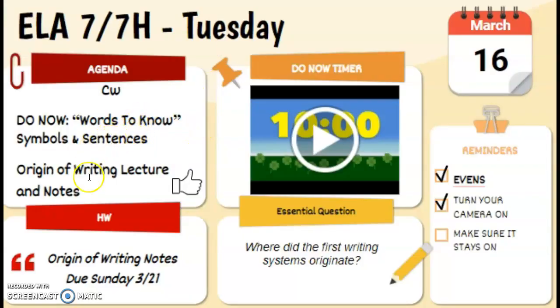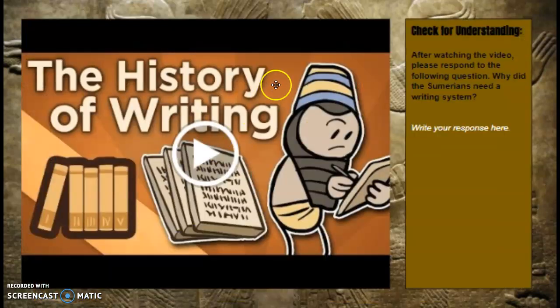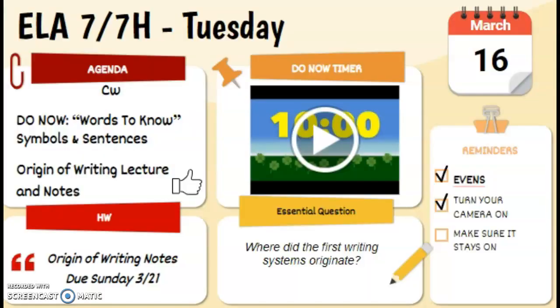If you are in my 3-4 or 5-6, what you guys are actually going to be working on for your do now is the history of writing. So you're going to watch this video, and you guys are going to write your responses on why the ancient Sumerians used a writing system. So that's what you will be working on. For the rest of class, we are going to continue on with our origin of writing lecture and notes.